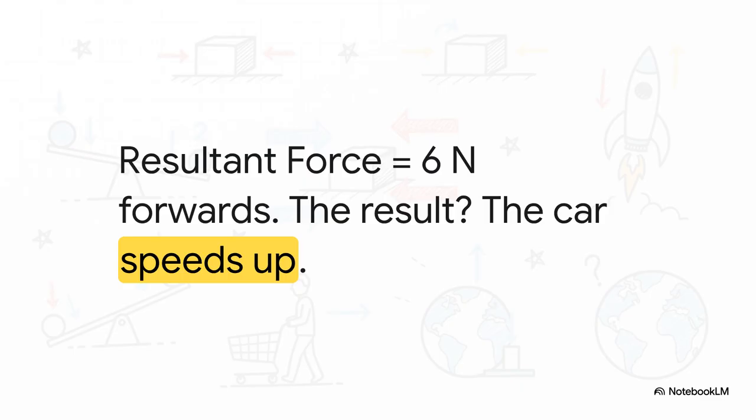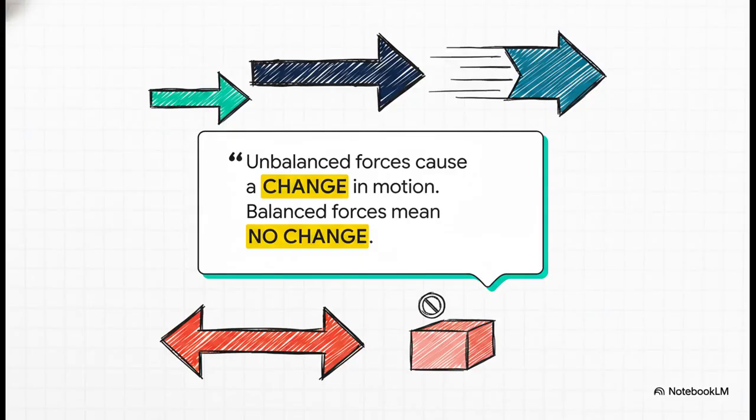It's that simple. So, if you remember just one thing from all of this, please let it be this. Unbalanced forces cause a change in motion. Balanced forces mean no change. That is the golden rule.